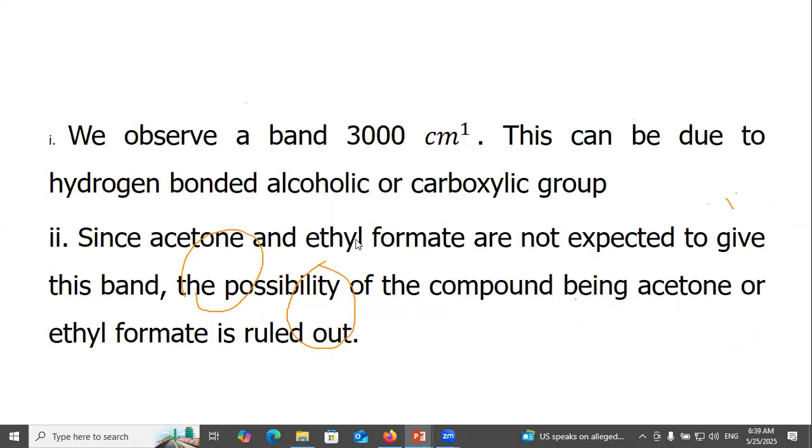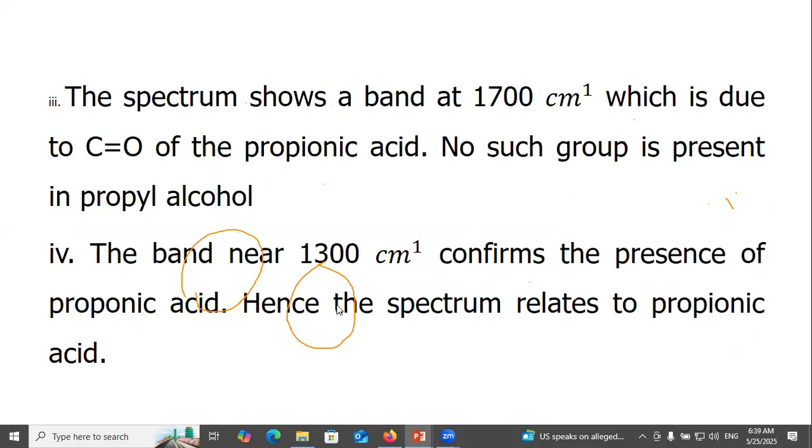Since acetone and ethyl formate are not expected to give this band, the possibility of the compound being acetone and ethyl formate is ruled out. The spectrum shows a band at 1700 per cm, which is due to the C=O of propionic acid; no such group is present in propyl alcohol. The band near 1300 per cm confirms the presence of propionic acid, and the spectrum relates to propionic acid.